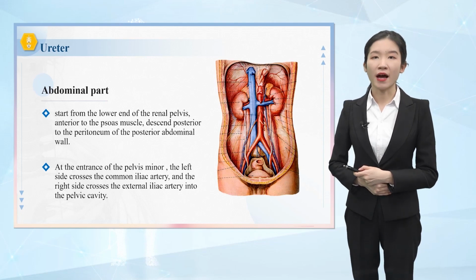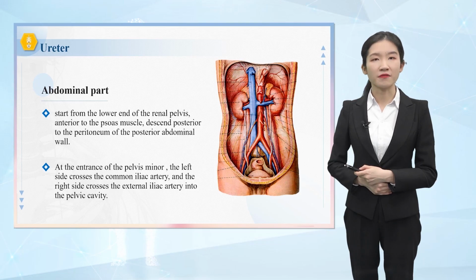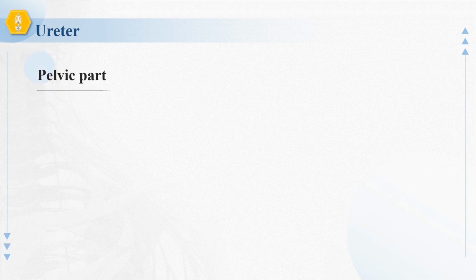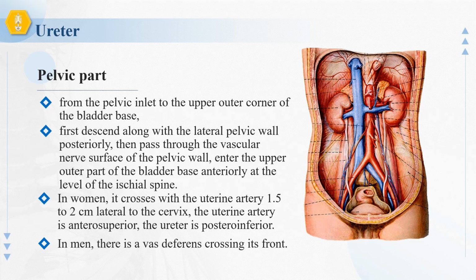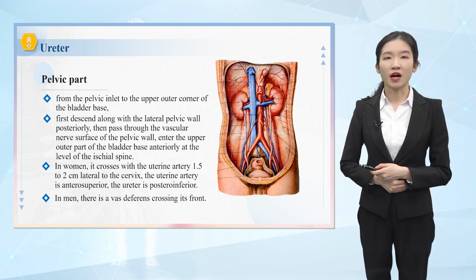At the entrance of the pelvis minor, the left side crosses the common iliac artery, and the right side crosses the external iliac artery into the pelvic cavity. Next, pelvic part. It arises from the pelvic inlet to the upper outer corner at the bladder base. First, it descends along the lateral pelvic wall posteriorly, then passes through the vascular nerve surface of the pelvic wall, and enters the upper outer part of the bladder base anteriorly at the level of the ischial spine.